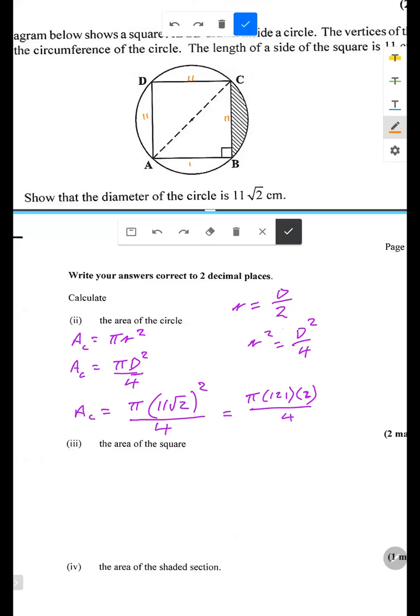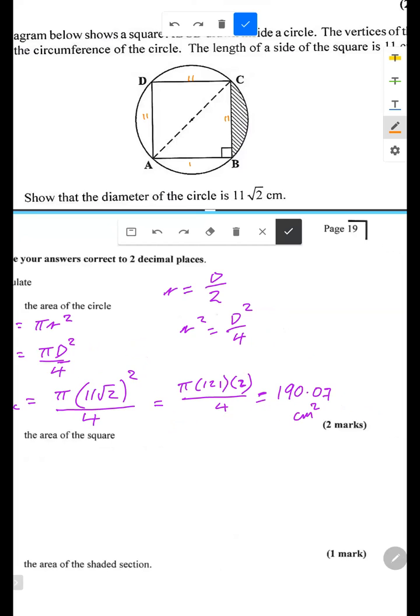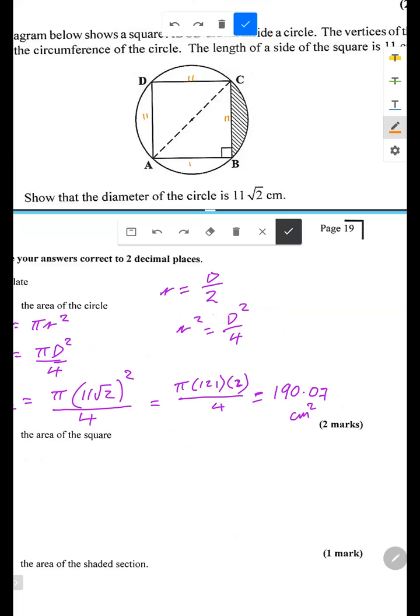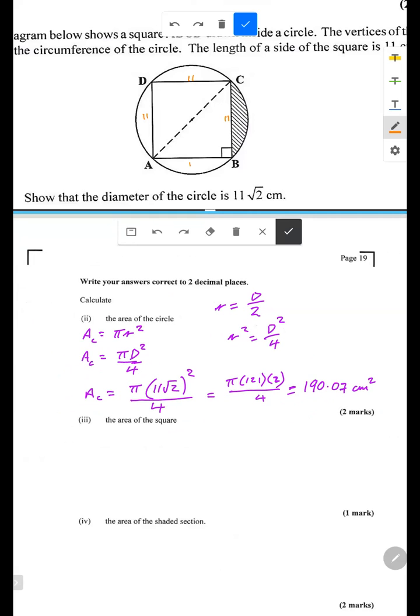And so that is 190. To two decimal places, it is 190.07 centimeters squared. All right, that's it.